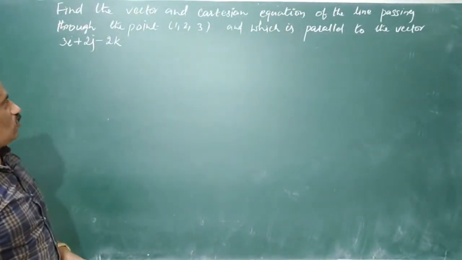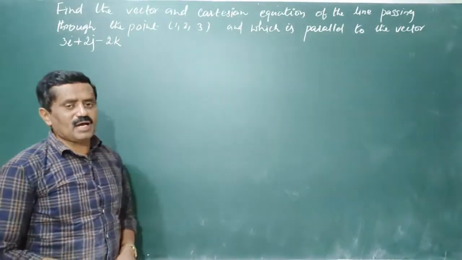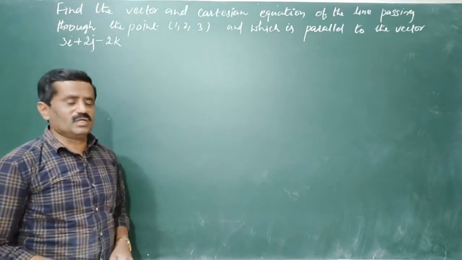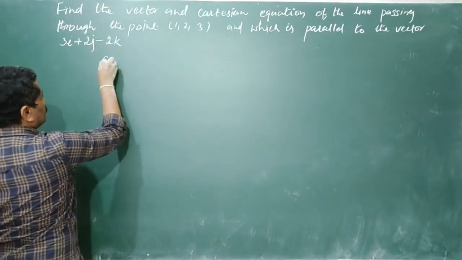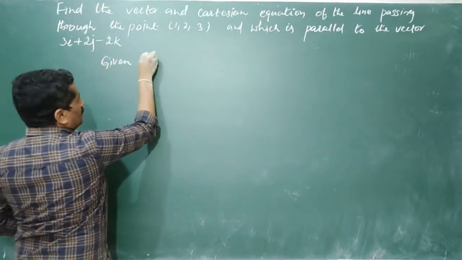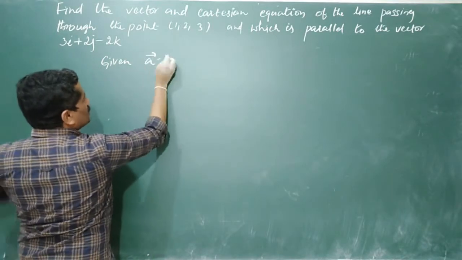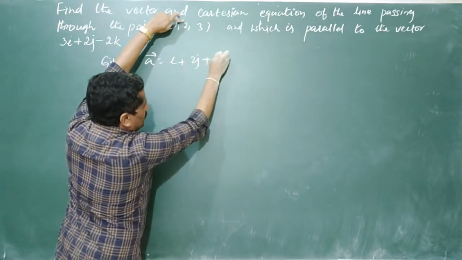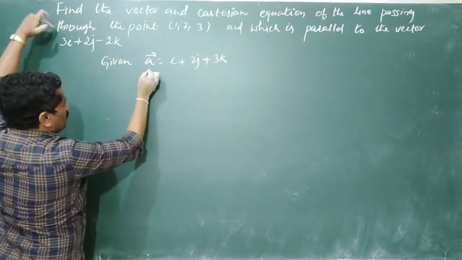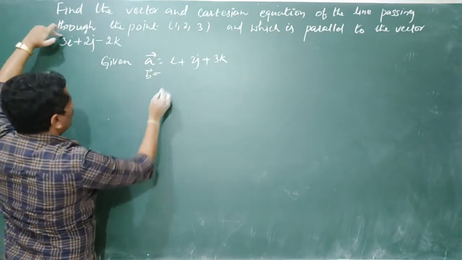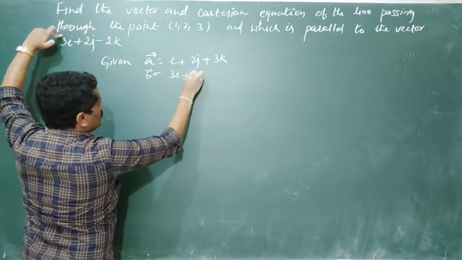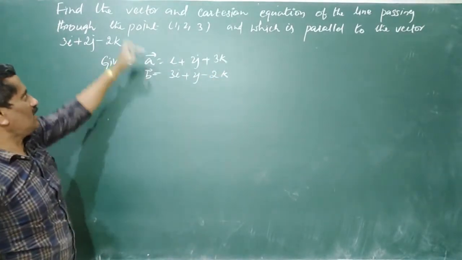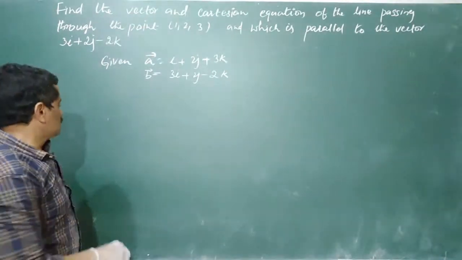Next, find the vector and Cartesian equation of the line passing through the point (1, 2, 3) and which is parallel to the vector 3i + 2j - 2k. Again given, I am just directly writing this: a bar = i + 2j + 3k, and b bar = 3i + 2j - 2k. So we need to find the vector and Cartesian equation.